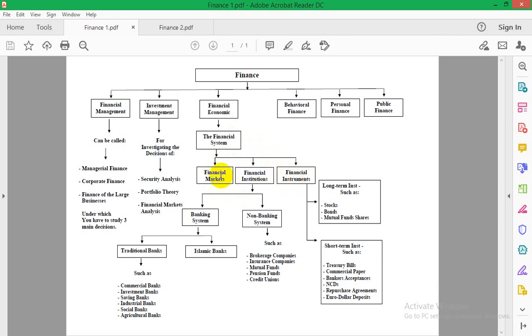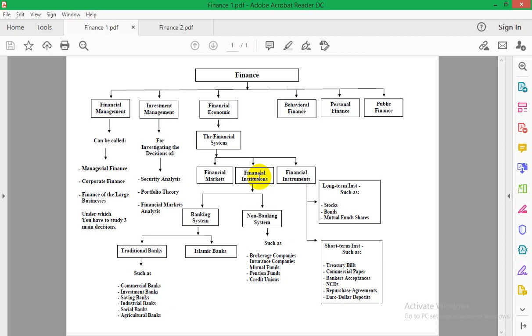Let's talk about the financial markets in the next lecture, because this is an intensive course. And now we'll talk about the financial institutions and the financial instruments. The financial institutions are the corporations or firms that play the role of intermediation between two partners. Once again, the financial institutions are the corporations that play the role of financial intermediation between two partners.